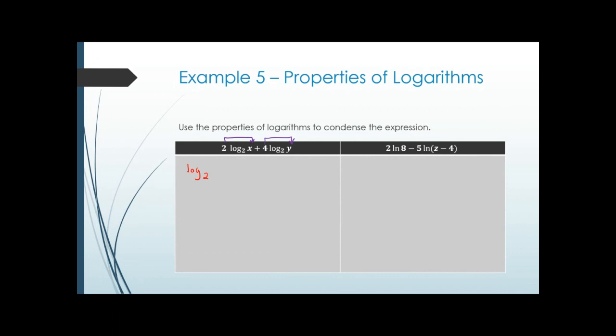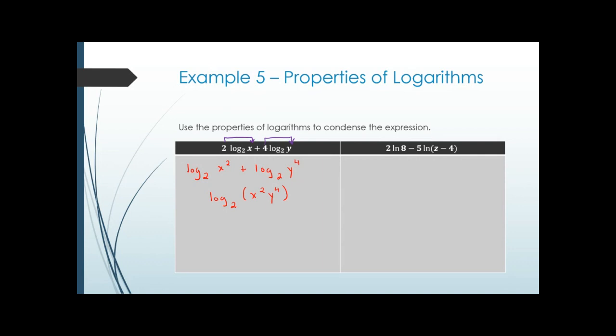So now it's going to be the log base 2 of x squared plus log base 2 of y to the 4th. So all the numbers in front become exponents. Now we're condensing it. So now all the addition becomes multiplication. So this will give us log base 2 of x squared y to the 4th. And now we've condensed it. We can't do anything else. So now what we have is a condensed expression.